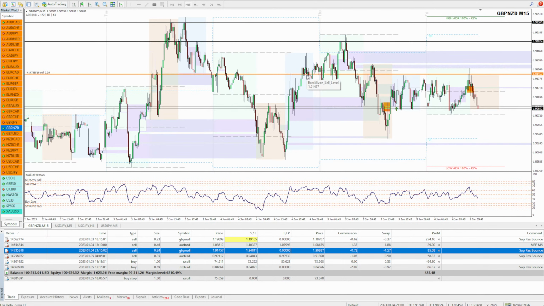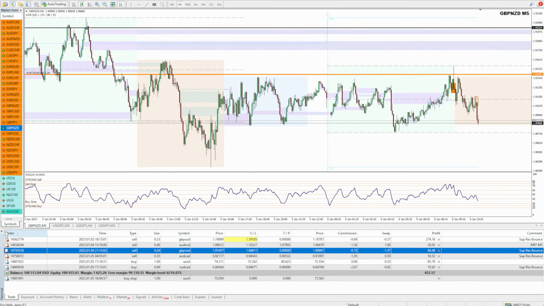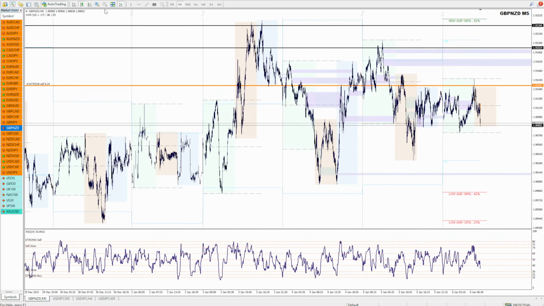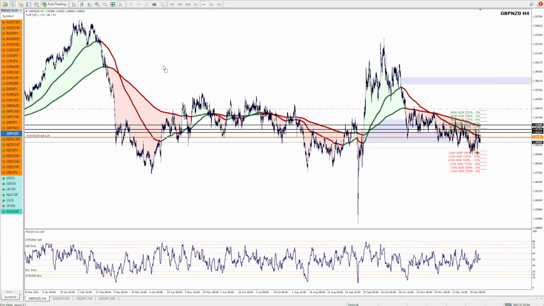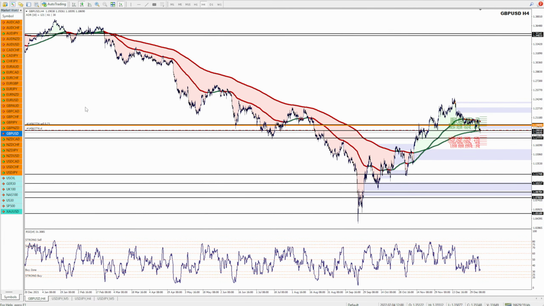I got in here, I think, on M5. Doesn't matter where I got in really. So pushed down, pushed up, looking for new lows basically. So yeah, I've got that short already on it, and on pound US dollar, I've got my short on this.